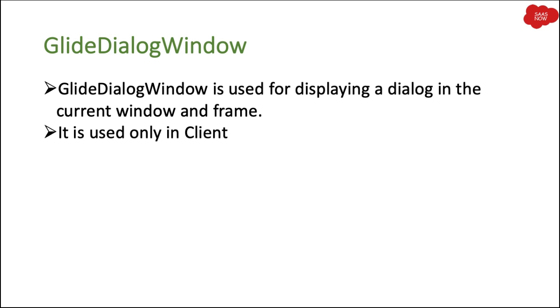Next is Glide Dialog Window. Now, Glide Dialog Window is used for displaying a dialog in the current window and frame. It is used only in client. So on the form, for example, if you want to put some pop-up, then you can use this Glide Dialog Window. Maybe you want users to put some extra information on the incident form and you want to give a pop-up where they fill something and then you push that data into your ServiceNow form. You can do it with the help of Glide Dialog Window.